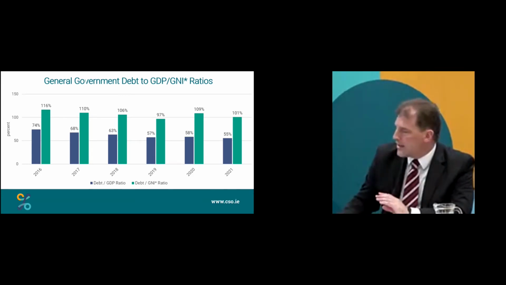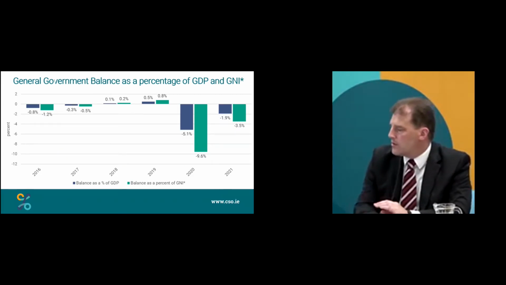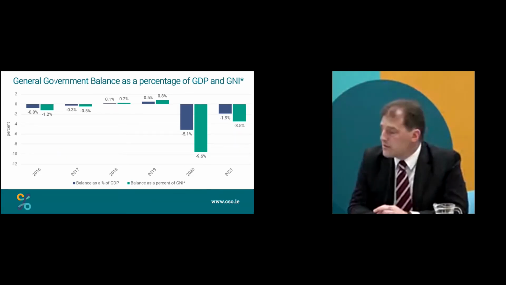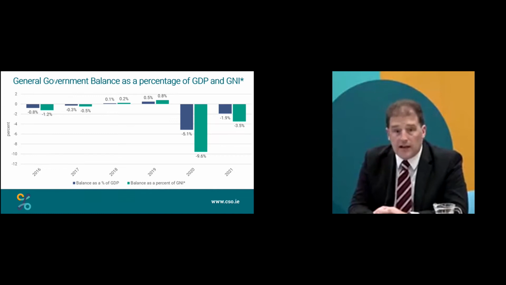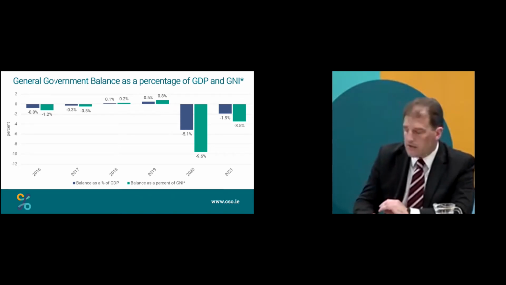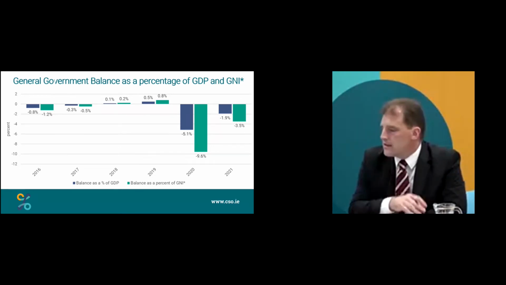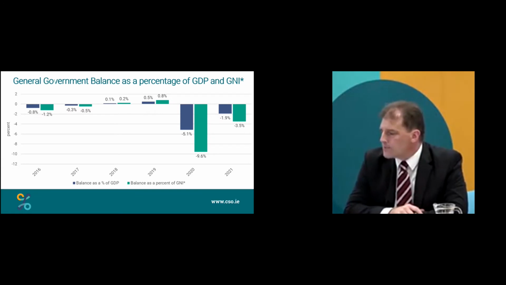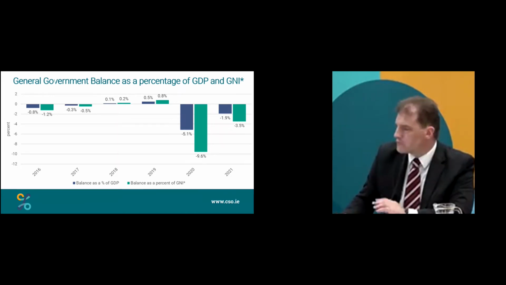On the deficit side, you've got lower pandemic-related spending, along with increased taxation and the increased denominators of GDP and GNI Star, to leave you a government balance for GDP of minus 1.9 and GNI Star of minus 3.5. So that's the latest debt data that we have. The government colleagues will be producing new or updated debt figures next Wednesday, the 20th.